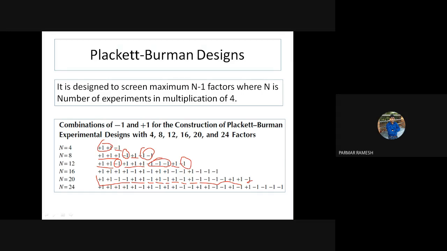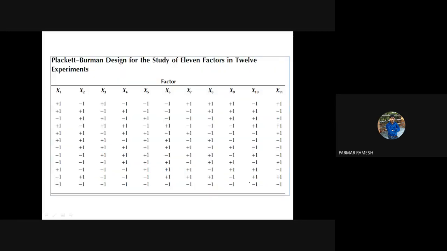Now let me explain how to construct the design. To construct the Plackett and Burman design, here I have constructed using 11 factors, that is 12 experimental runs. So the first line configuration, which is provided in the book for the first line, which I have kept over here, is placed in the cell of x1. So I have written the pattern as it is.